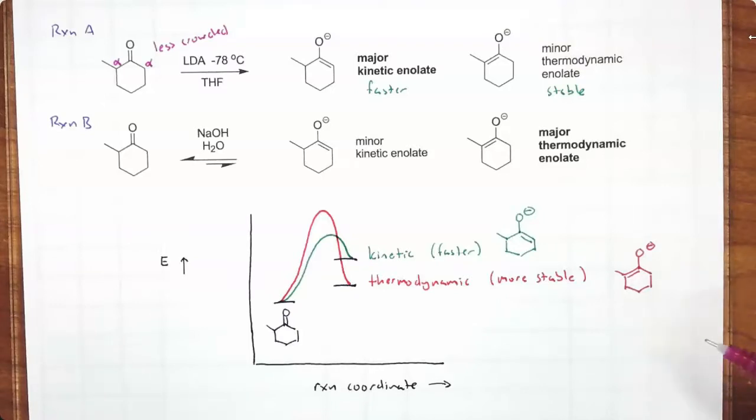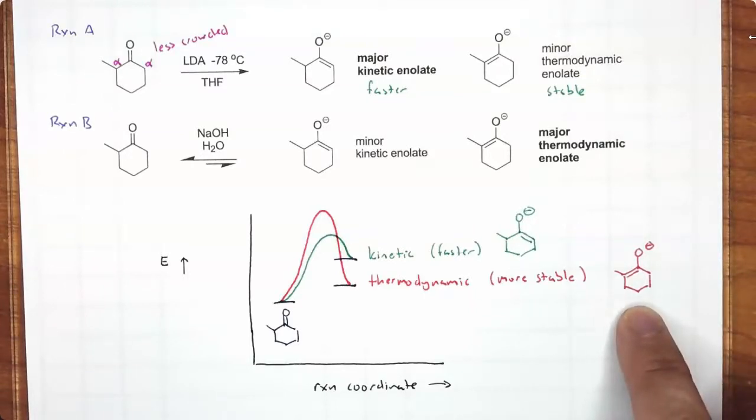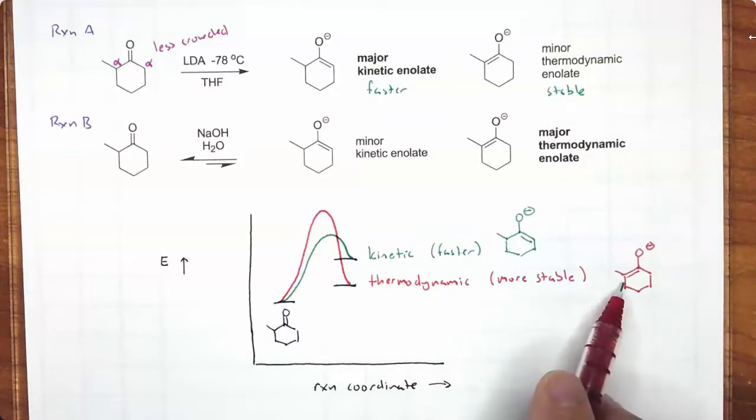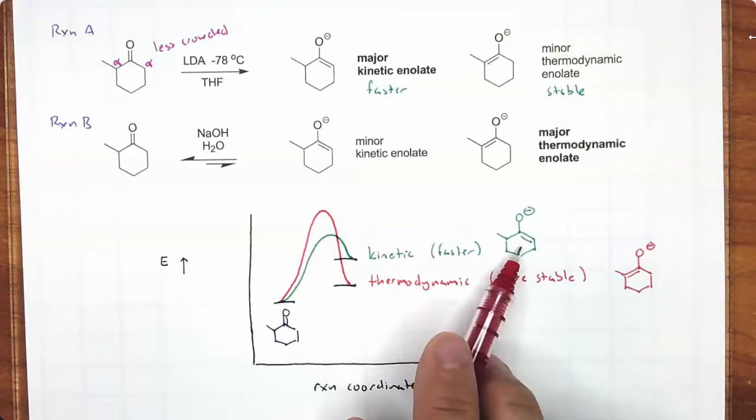But what about the thermodynamic product? Why would I consider this the more stable? Quite simply, it's because it's the more substituted double bond. I would say that this is tetrasubstituted, whereas this is trisubstituted.